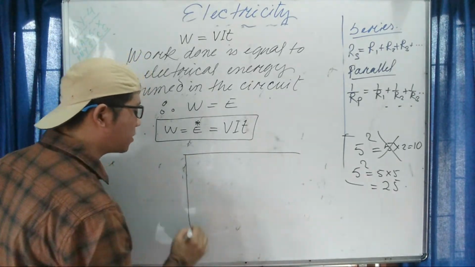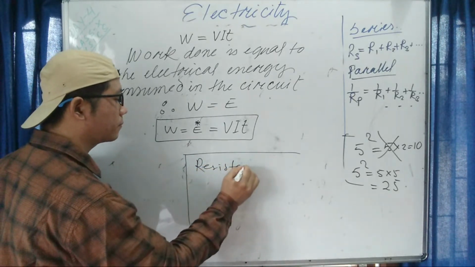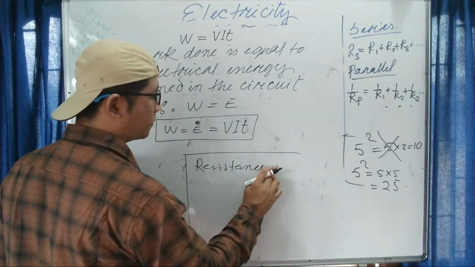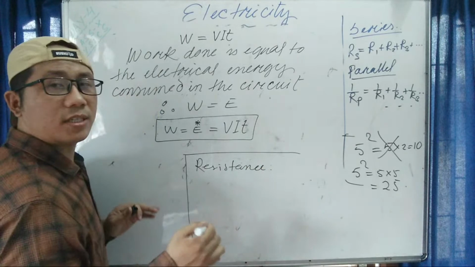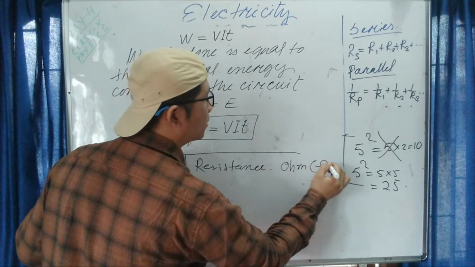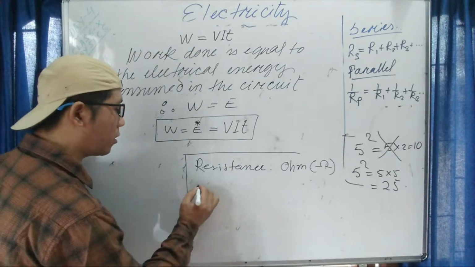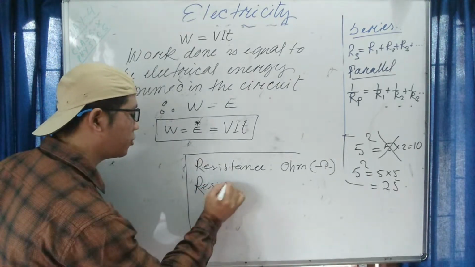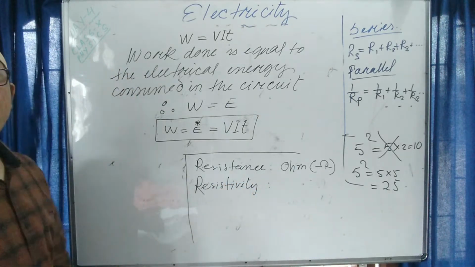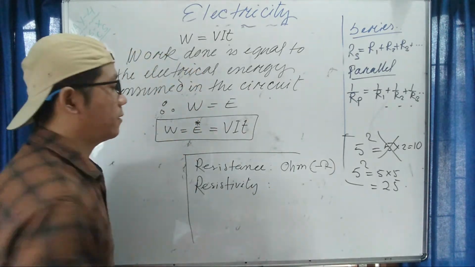Before, I forgot to mention one point about this. Please note down the resistance. Resistance, what was its SI unit? That is ohms. It is denoted by this omega. And also resistivity is there, right? For the resistivity, what will come? That is ohm meter.